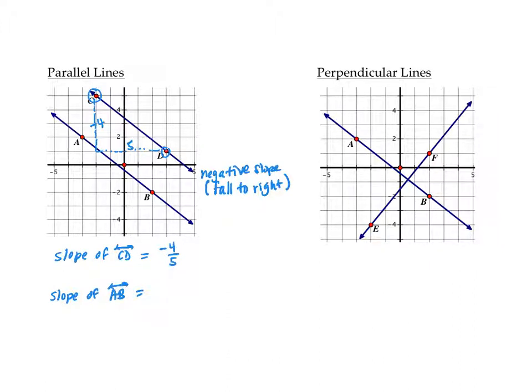Okay, calculate the slope for AB. So go from A to B. Again, we want to go down. That looks like 4 and to the right 5. So our slope of line segment AB is also -4/5. Right, these two lines are parallel. So AB is parallel to CD because they have the same slope. Okay, so parallel lines have the same slope.